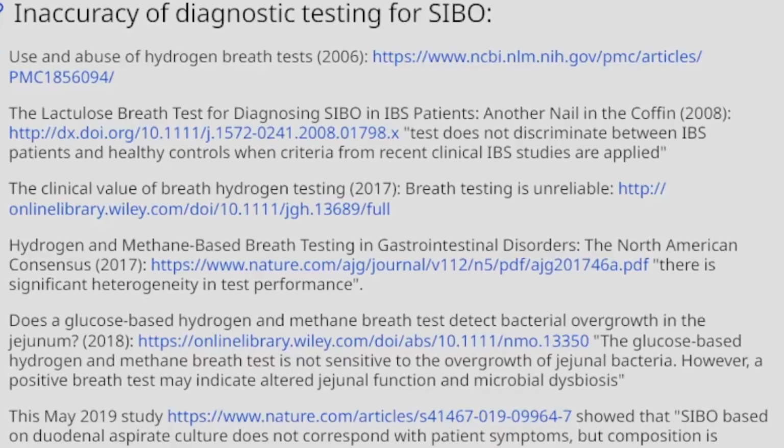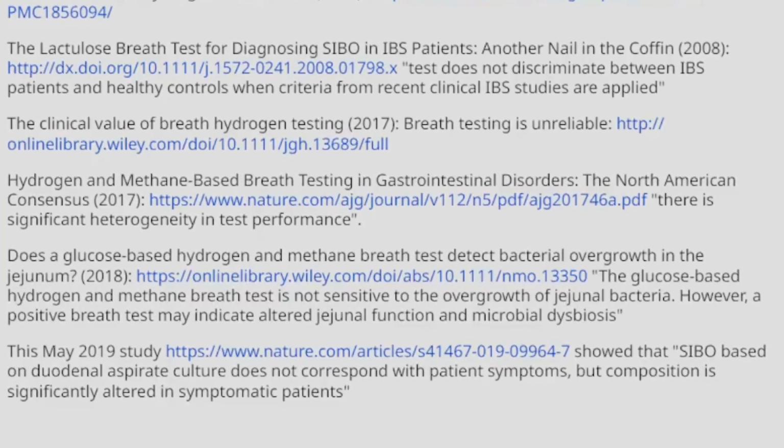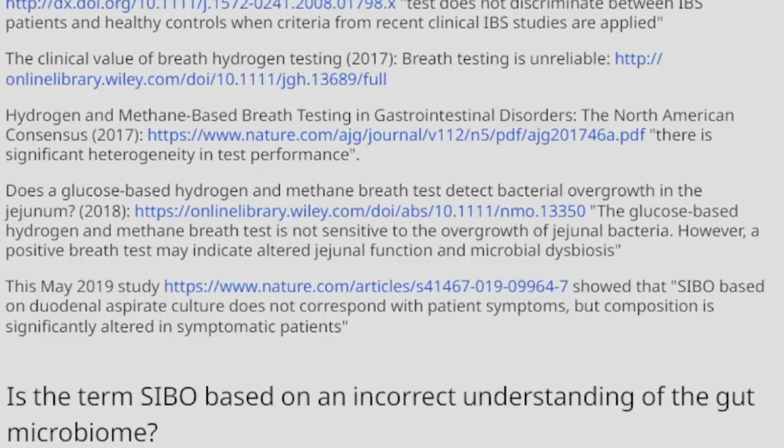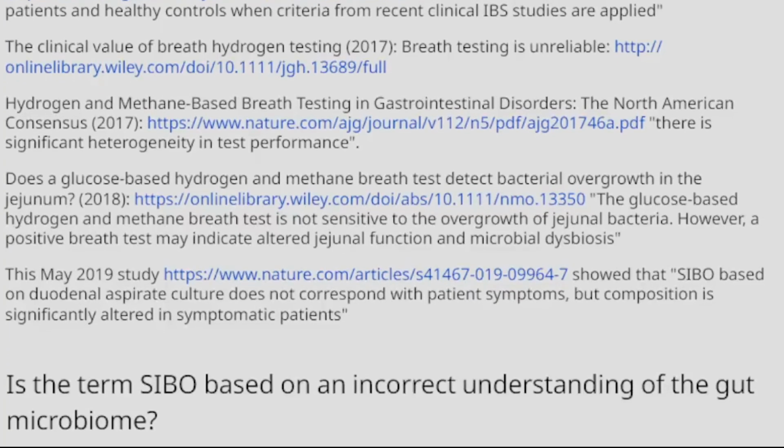Duodenal aspirate culture is considered to be a better test, but a 2019 study showed that it doesn't correspond with patient symptoms. Rather, the overall composition is different in symptomatic patients. This is known as gut dysbiosis.